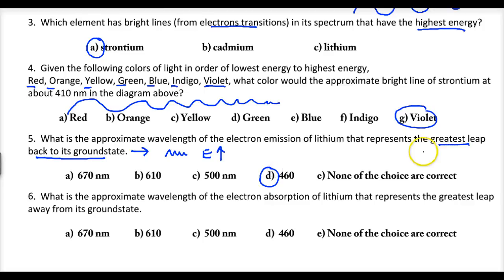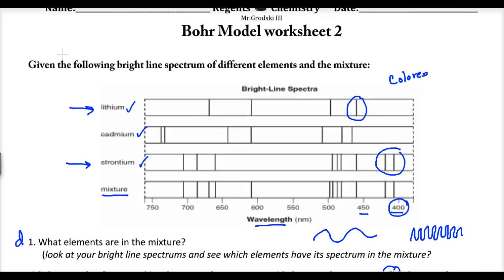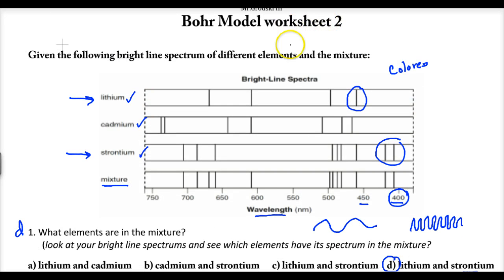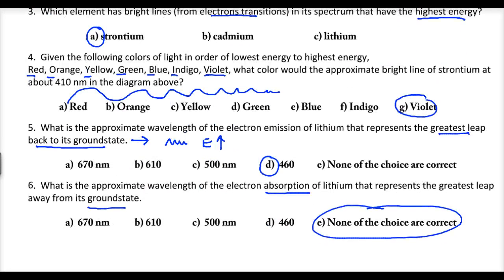Next question, what is the approximate wavelength of an electron absorption? That means you're doing what? You're going away from the nucleus, away from its ground state. Well, that's a trick question. None of the choices are correct because if you notice, this is a bright line spectrum from emission, although I probably should have written that there. These are emission bright line spectrums. Absorption spectrums are when you have a full spectrum missing some of the lines. So these are only given off when electrons are jumping back toward the nucleus. All right, so that's why it's not there.